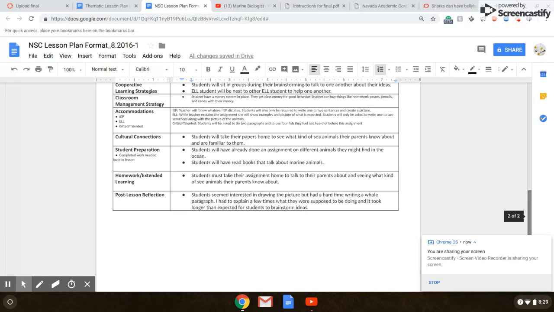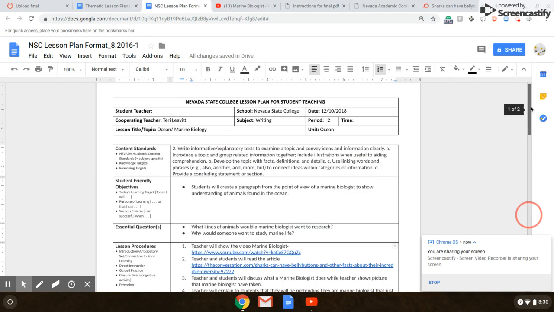Post-lesson reflection. In this lesson I have them not just writing a paragraph, but then they draw a picture too. I ask for that visual. So what might help is for those ELL students to do the picture first and then create their paragraph after they do the picture. And I'm not asking them to do a whole paragraph. I'm asking them to do 1 to 2 sentences because this is a third grade class and I didn't want to overwhelm them.